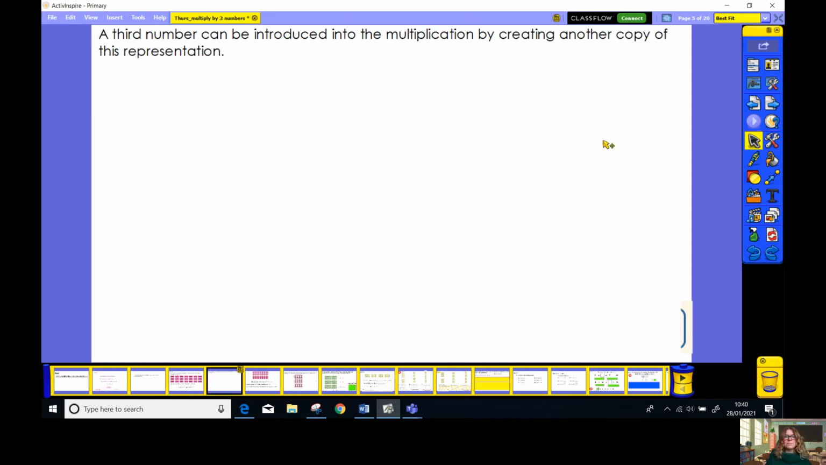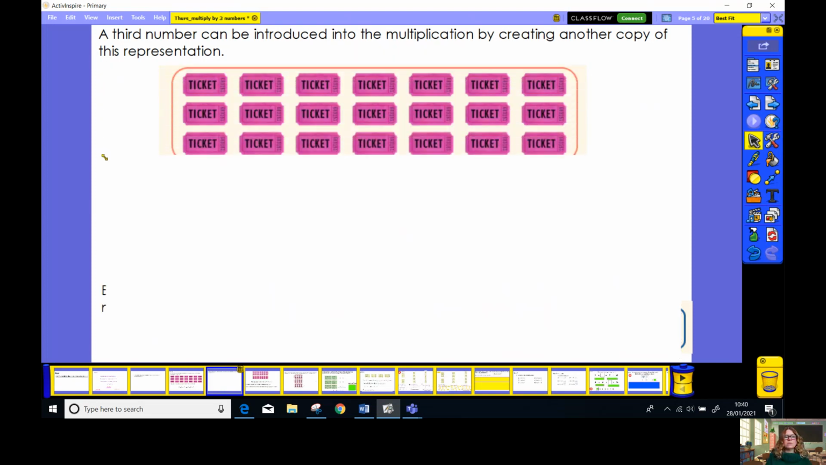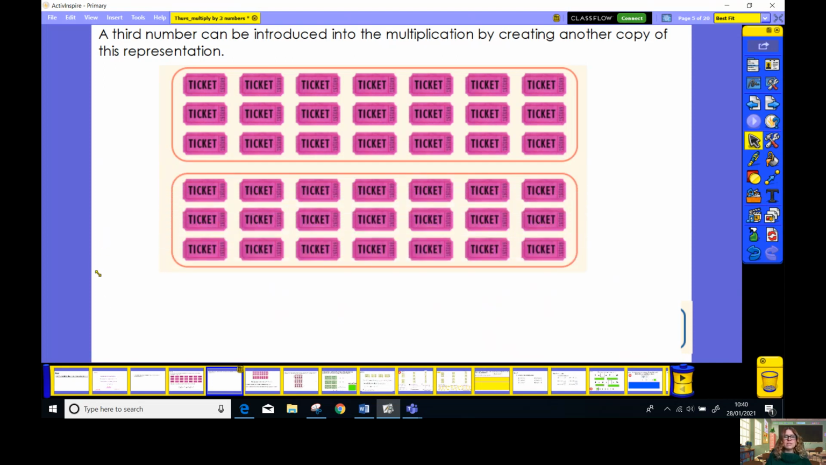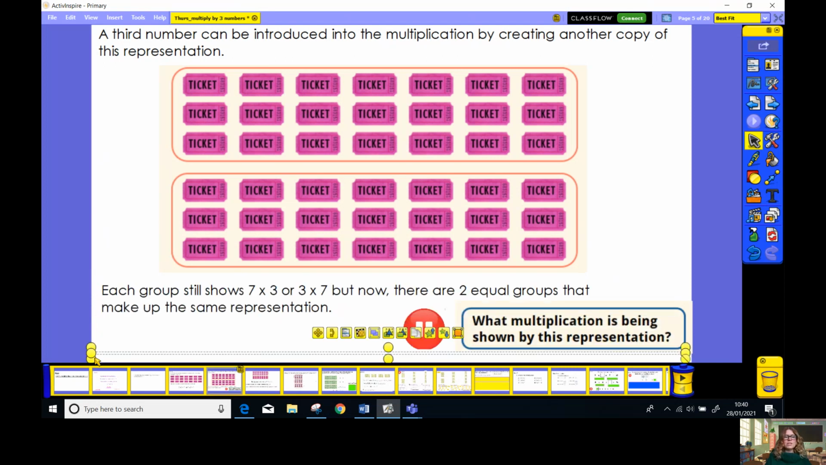Now, a third number can be introduced to this multiplication by creating a copy of this representation. So here's the representation that we just saw, and here's a copy of it. I've doubled it. Now, each group still shows 7 times 3. There's still 7 columns and there's still 3 rows, but I've got 2 groups of that now. There are 2 equal groups. Could you pause the video now and work out what multiplication is being shown by this representation?